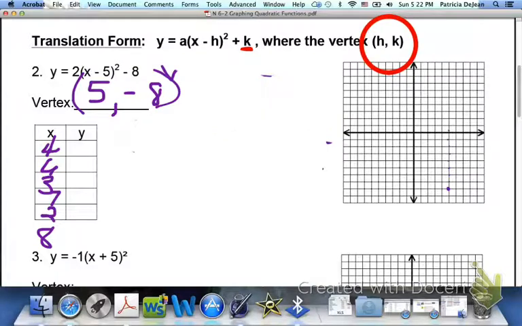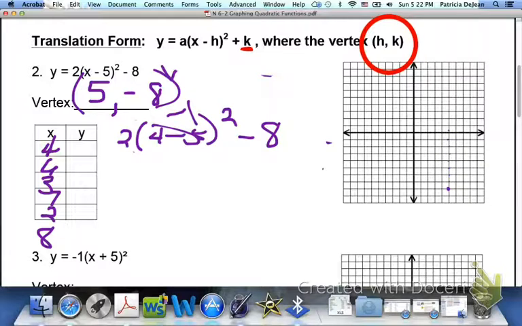All right, so let's look here. We're going to put x into this form, so we have 2 times 4 minus 5 squared minus 8. 4 minus 5 squared is -1 squared, or +1. So 2 times 1, 2 minus 8, that's going to be -6. So at 4, we're going to go to -6, which is right there.